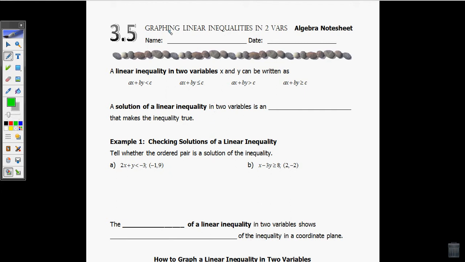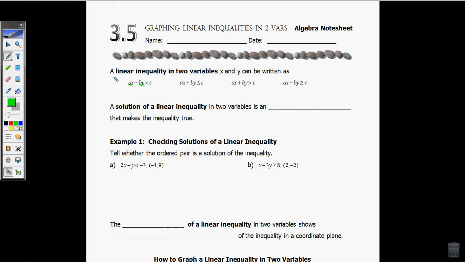3.5, graphing linear inequalities in two variables. All right, cool. Now, what some of you might be thinking is, we already know how to graph linear inequalities. We put them on a number line, and that's how we do it. But what we're looking at today is graphing in two variables, so using x and y. So not just taking one variable, putting it on a number line, and saying that's it, but instead graphing it on a coordinate plane.